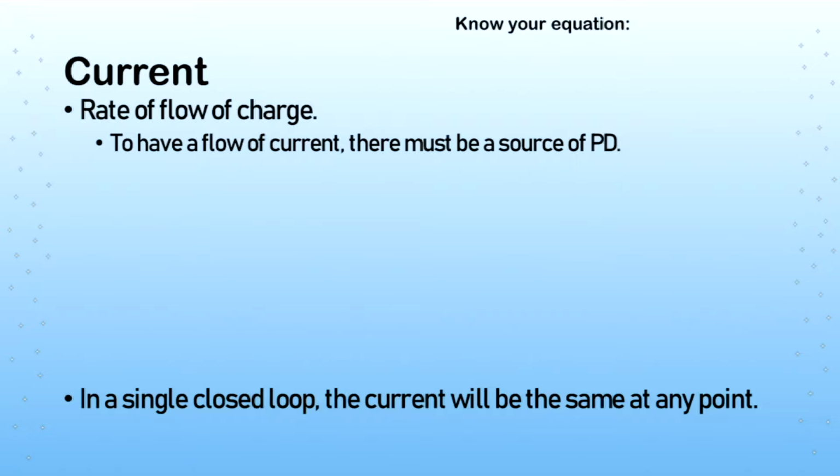So current is the rate of flow of charge, and this will come up in your chemistry too. In chemistry, you'll look at a flow of charge through ions in electrolysis, for example, or chemical cells. But in physics, we're mostly looking at the idea of the flow of electrons. But when you're defining current, you must say charge. It's not just electrons, but electrons in this case are important. So in a metal, it will be electrons that are traveling, because metals have delocalized electrons which can move freely.